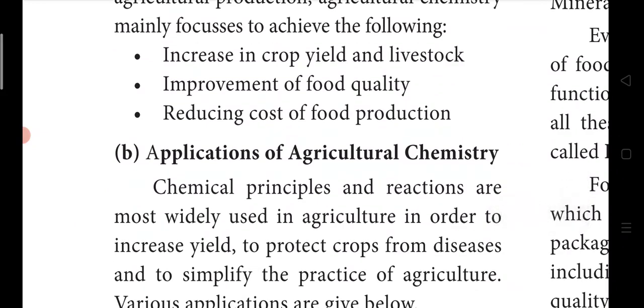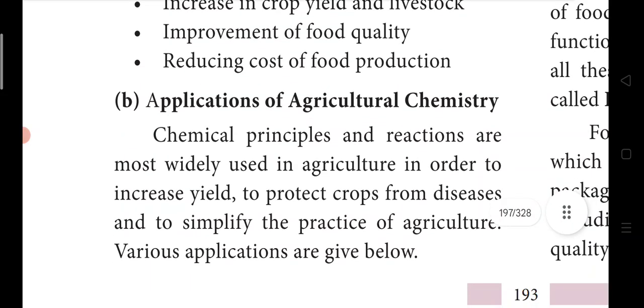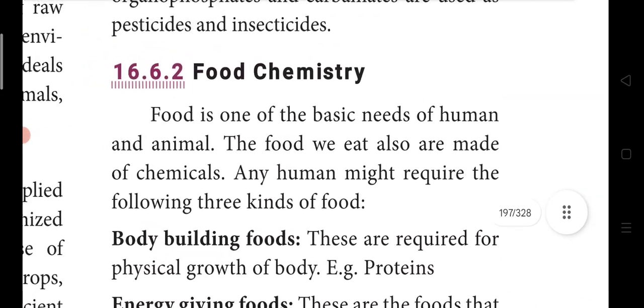What are the applications of agricultural chemistry? Chemical principles and reactions are most widely used in agriculture in order to increase the yield. So chemical principles, so many modifications by adding chemicals, they will increase the yield of the food, the quantity jaasti agum. To protect the crop from diseases, pesticides la use பண்றாங்க இல்லையா, and to simplify the practice of agriculture. Various applications are given below.